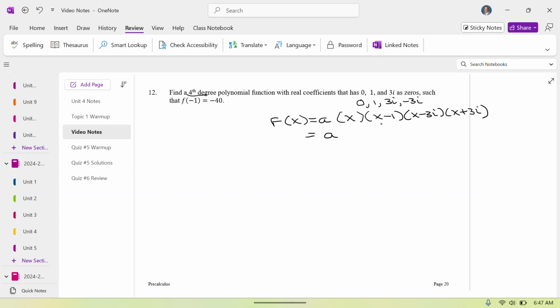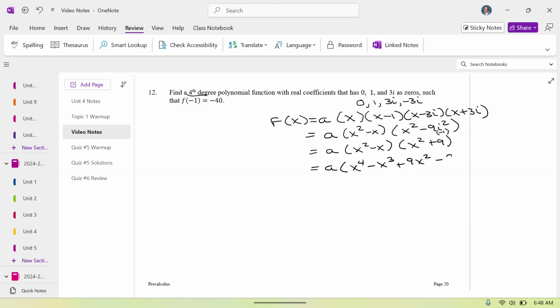So here, when you multiply it out, you get x squared minus x. Here, when you multiply it out, you get x squared minus 9i squared. So then this becomes x squared plus 9 when you put the -1 in for i. So then you distribute, you FOIL, so you get x to the 4th minus x to the 3rd plus 9x squared minus 9x.